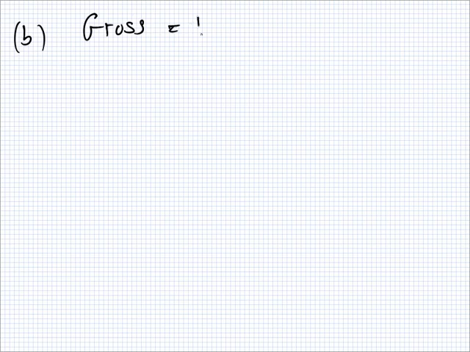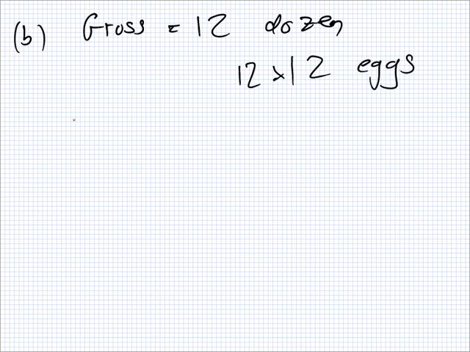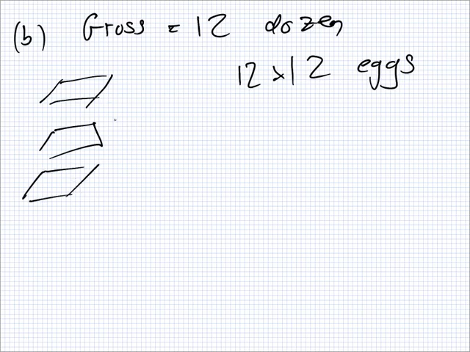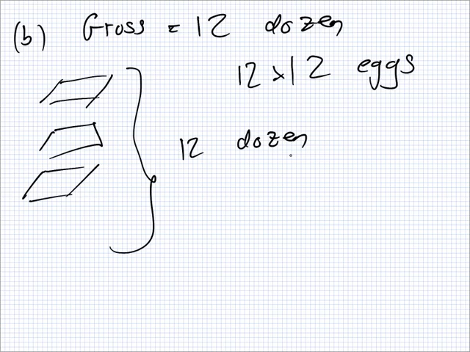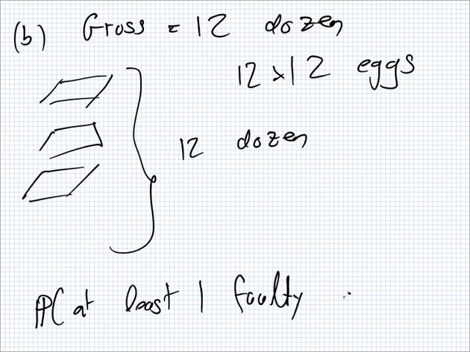Does anyone know this word gross? Gross is 12 dozen. So it's actually 12 by 12 eggs. So if you picture it, a gross is 12 dozens of eggs. Okay, so now my question is, what is the probability that you have at least one faulty dozen of eggs? Try this one.